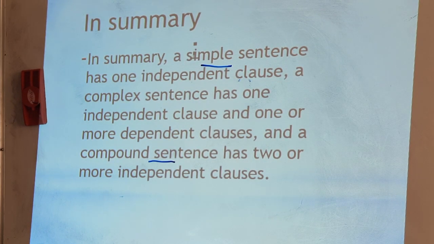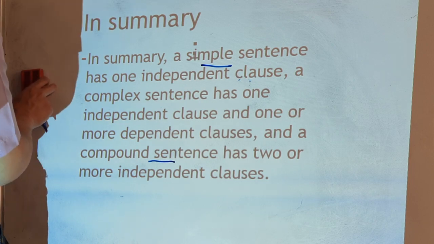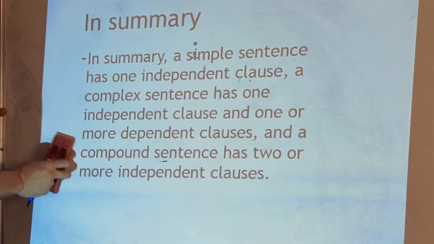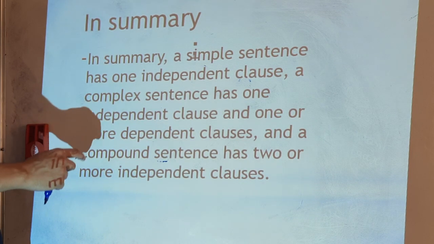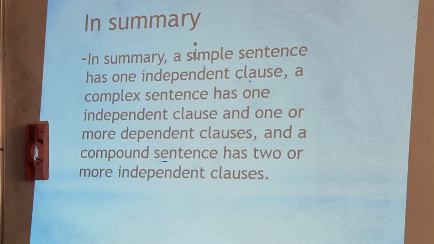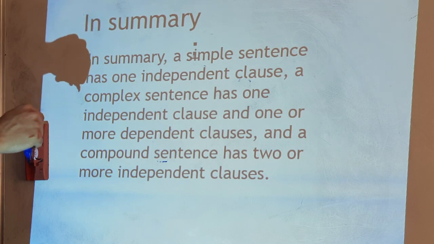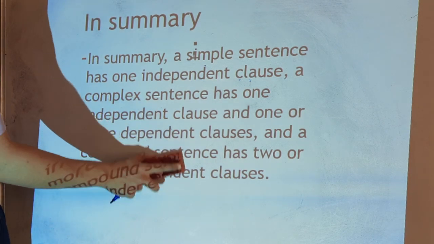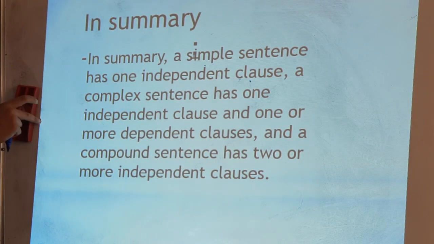In summary, a simple sentence has one independent clause. A complex sentence has one independent clause and one or more dependent clauses. And a compound sentence has two or more independent clauses. So I hope you have understood our today's lesson.